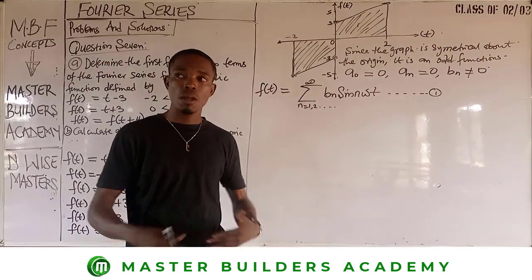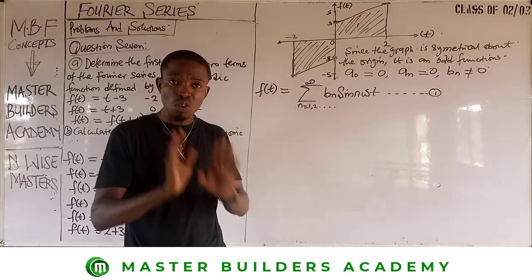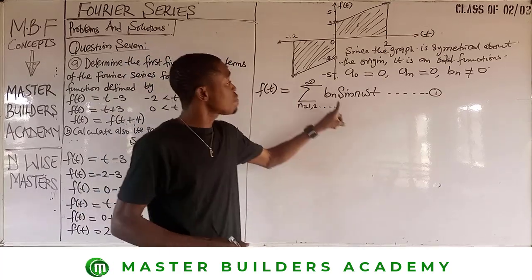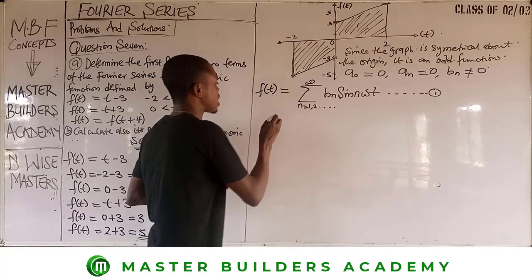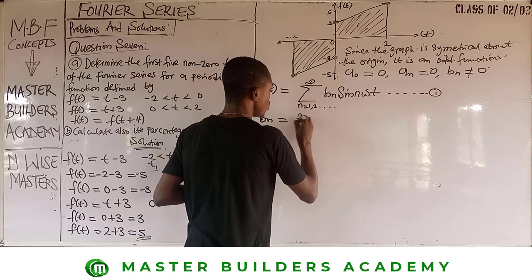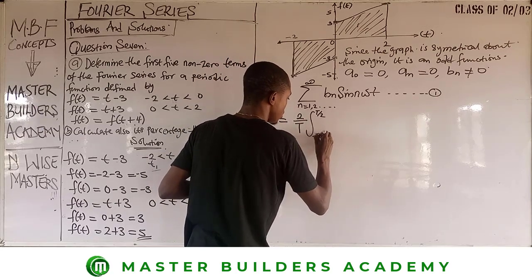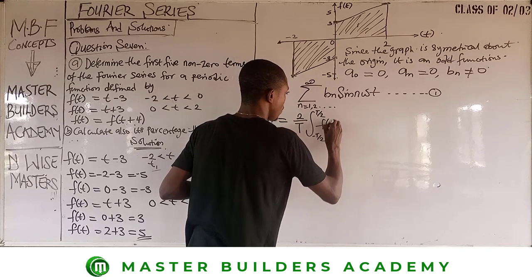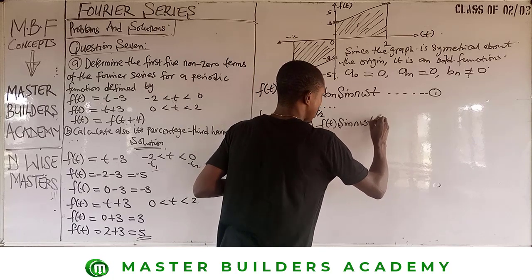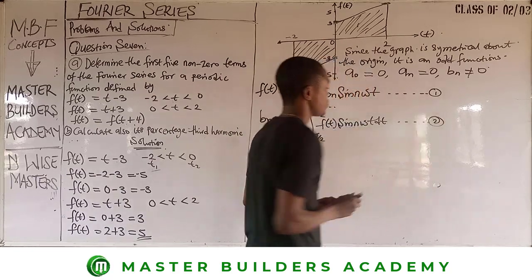It's as simple as this. Very simple as this. All we just need to do from here now, this particular spot where we are, is to find a way to obtain bn. Then we recall that to find bn, bn is given as 2 over p, integral over p of f of t sine n omega t dt. This is our equation 2, guys.